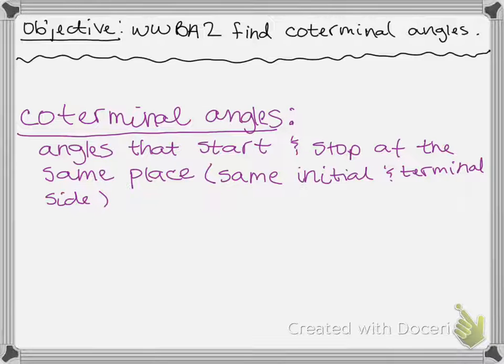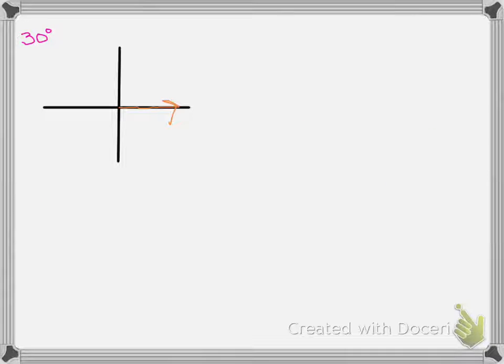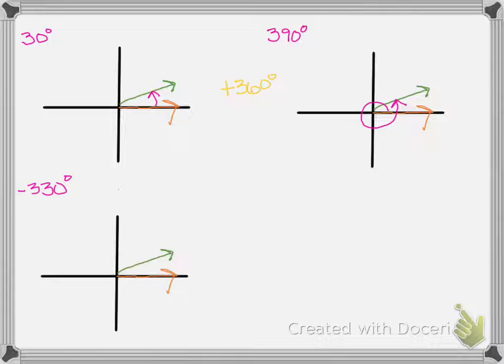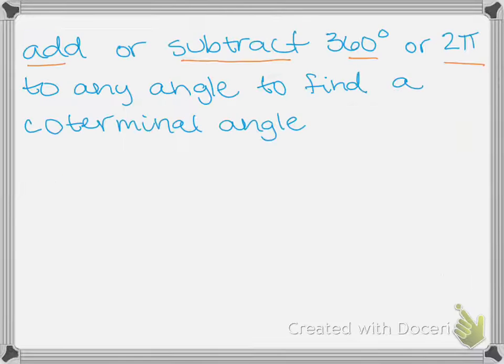So let's look at an example real quick. Here's a 30-degree angle. Here's a 390-degree angle. Notice they both have the same initial and terminal side. They're 360 degrees apart in the positive direction. They're coterminal. Here's another example, negative 330 degrees. Notice it has the same initial and terminal side as the 30 and 390. I get there by going negative 360. These are all three coterminal angles.